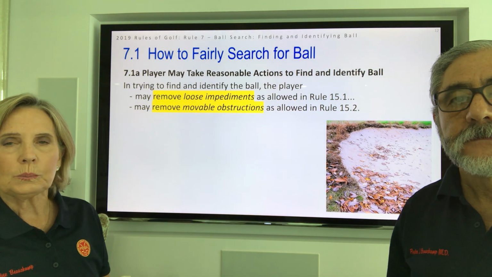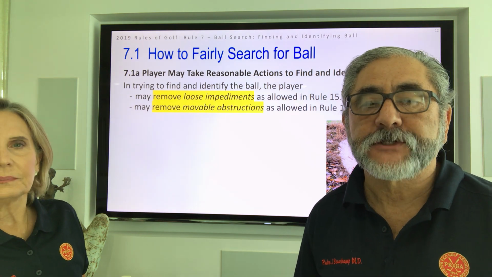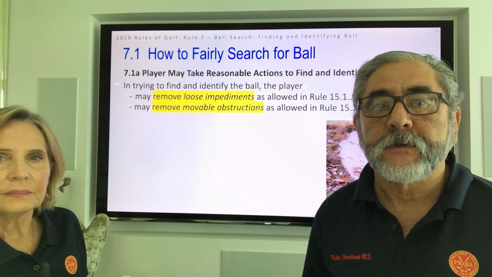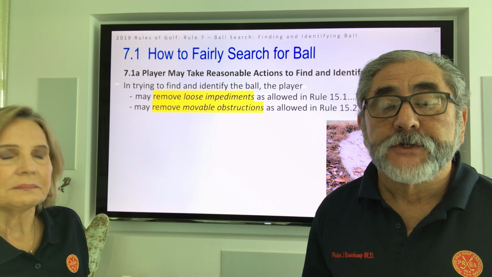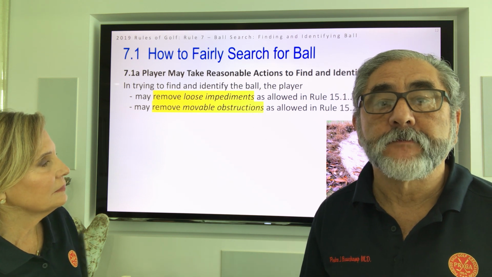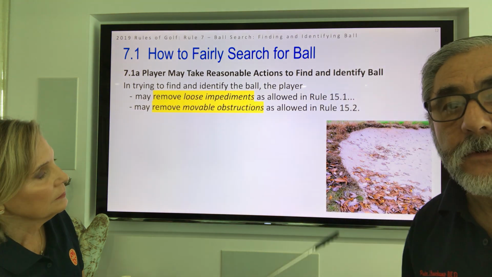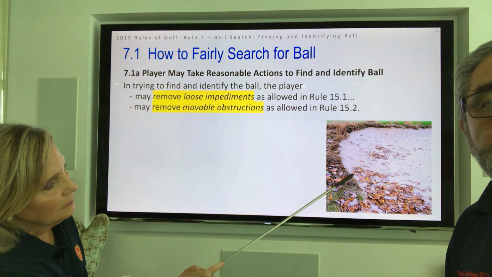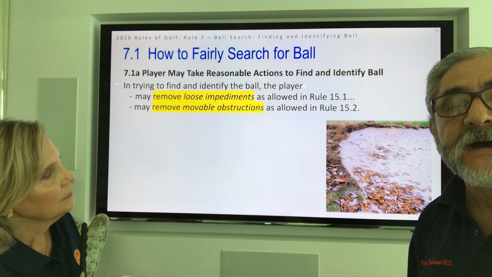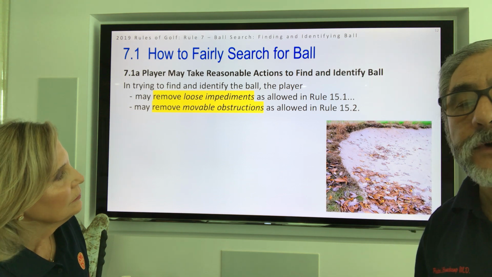Often our ball arrives in a bunker and it's covered by leaves or it's next to a movable obstruction, and we want to search for our ball because we cannot find it. So the rules will allow us to remove loose impediments and remove movable obstructions to the point that we can identify our ball. Here we have a bunker covered with leaves, and what do we want to do? We want to remove as many leaves as possible so that we can identify our ball.